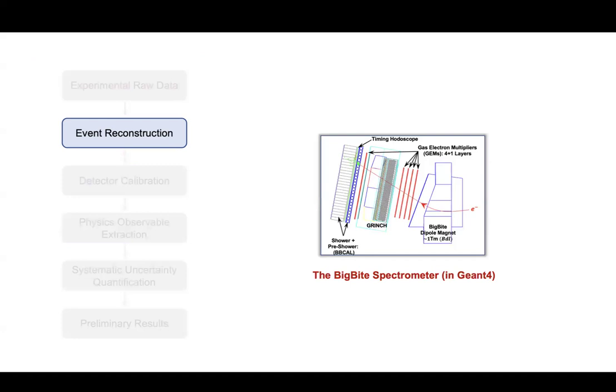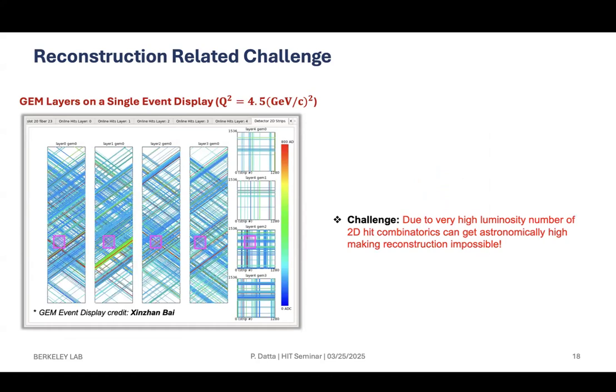Event reconstruction primarily means reconstructing the scattered electron track by combining bits and pieces of information from the different detector subsystems in the BigBite spectrometer. It also includes reconstructing the events from each calorimeter. Since we are the first to use the SBS and BigBite spectrometer, at least the upgraded version of it, most of the event reconstruction code had to be written from scratch. So it had a lot of challenges and nuances involved in it. But I just wanted to mention one of the biggest reconstruction-related challenges that we faced.